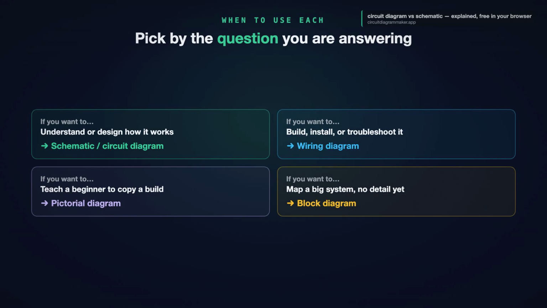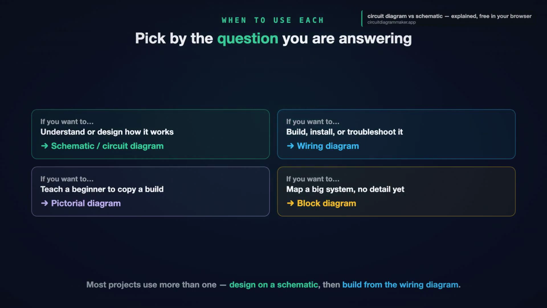Most real projects use more than one. You design on a schematic, then produce a wiring diagram to actually build from, and maybe sketch a block diagram first to plan the whole thing. They're not rivals. They are different views of one circuit, each answering a different question, and a good engineer moves between them without a second thought.